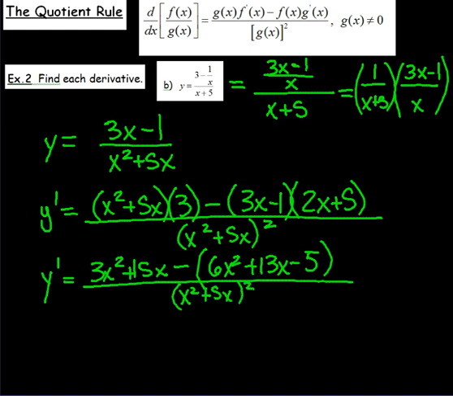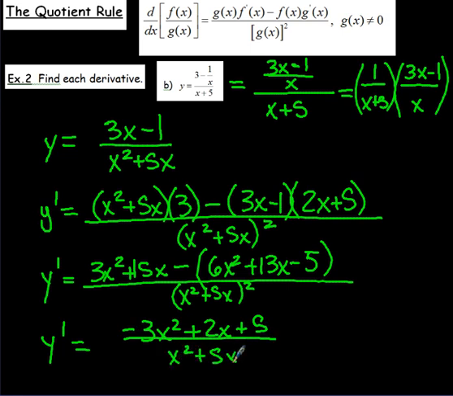Now when I simplify everything again, I'm simply going to have y prime is going to be equal to negative 3x squared plus 2x plus 5 divided by the quantity x squared plus 5x, that quantity squared.